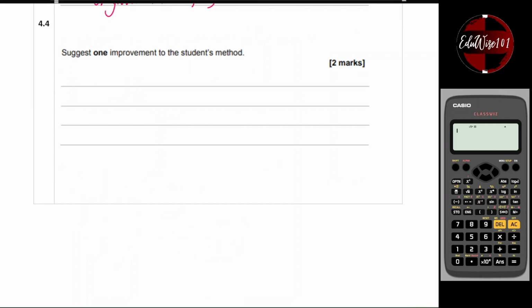Next question. Suggest one improvement to the student's method. Because it's 2 marks, you have to give a reason as well. So first point, you could say repeat the experiment.